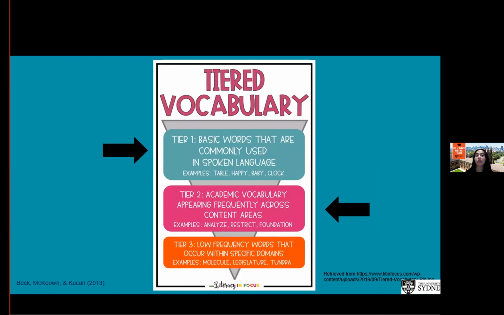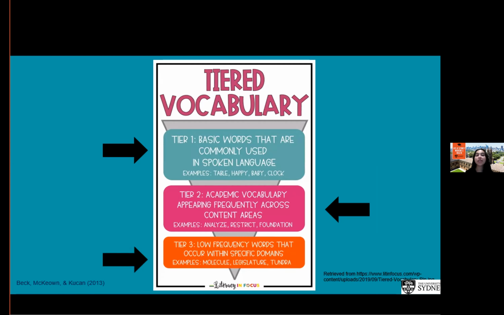Tier 2 words are more academic and abstract words that are often found in texts. Some examples include analyze, restrict, and foundation. These words are rarely used in everyday conversation, and so children are less likely to be naturally exposed to them. Students will therefore benefit from specific teaching of the meaning of these words. Learning these words are important for students to succeed in academics throughout the school years. Research shows that Tier 2 words are the best words for you to explicitly teach.